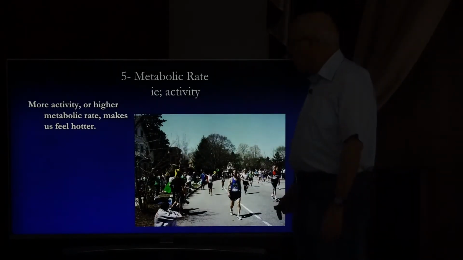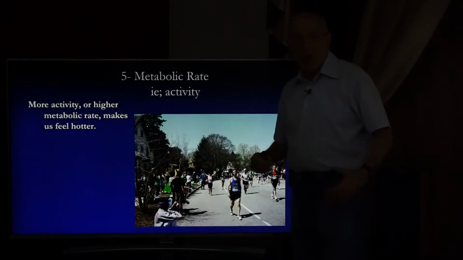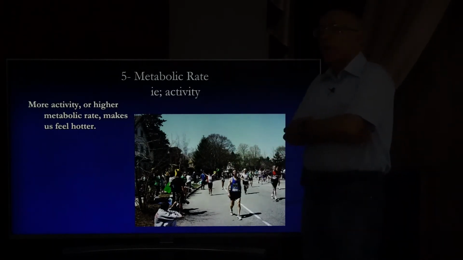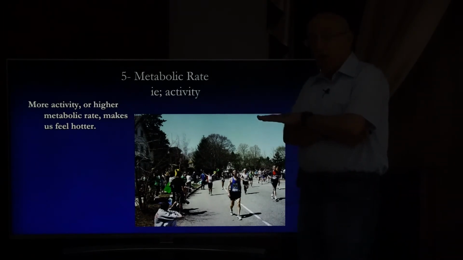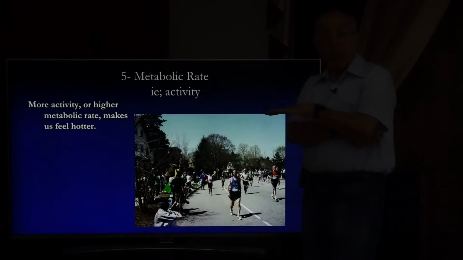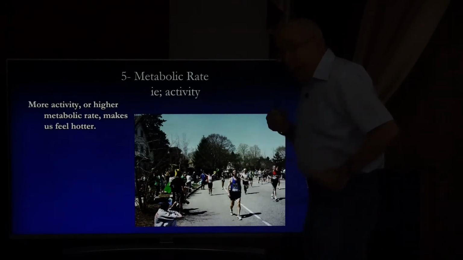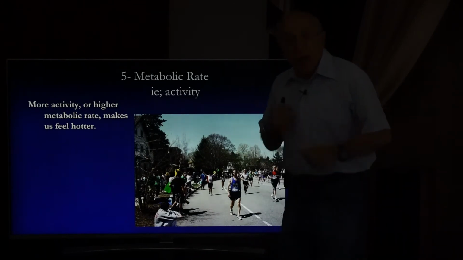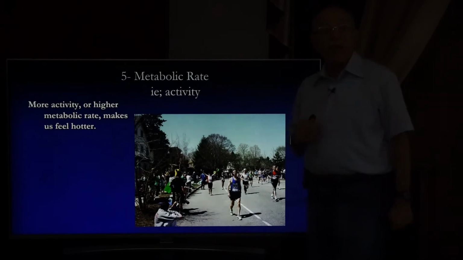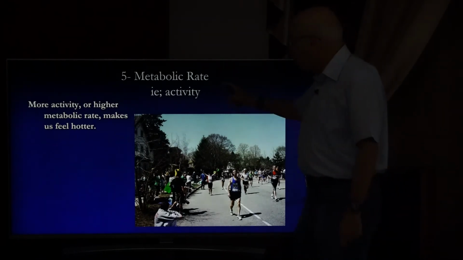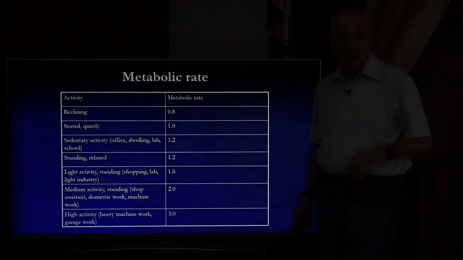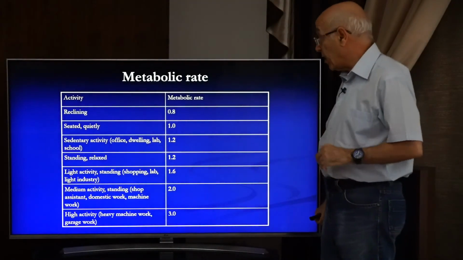Then we have the metabolic rate, which is how much activity you're actually doing. Now, if you're sitting and you're comfortable, your metabolic rate is low. You don't need a lower temperature. You're already feeling comfortable. But if you run around, you're jogging, you're working, and if you keep jogging and running for about 10 minutes, you're going to start feeling hotter. That is an increased metabolic rate. The higher the metabolic rate, the hotter you feel. So you're going to need a lower temperature to feel comfortable.